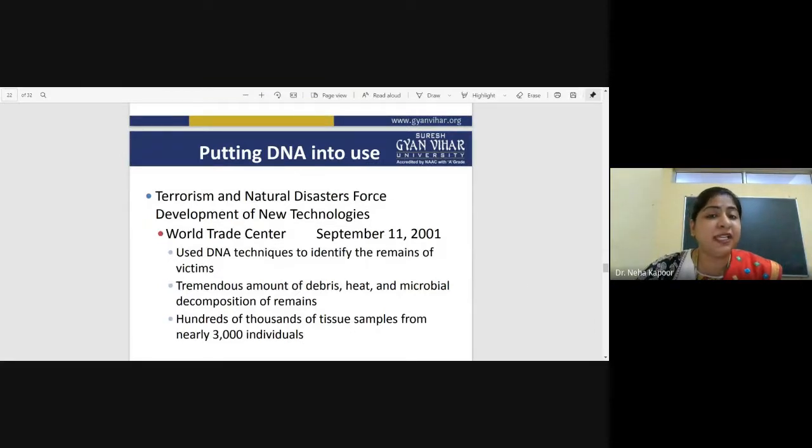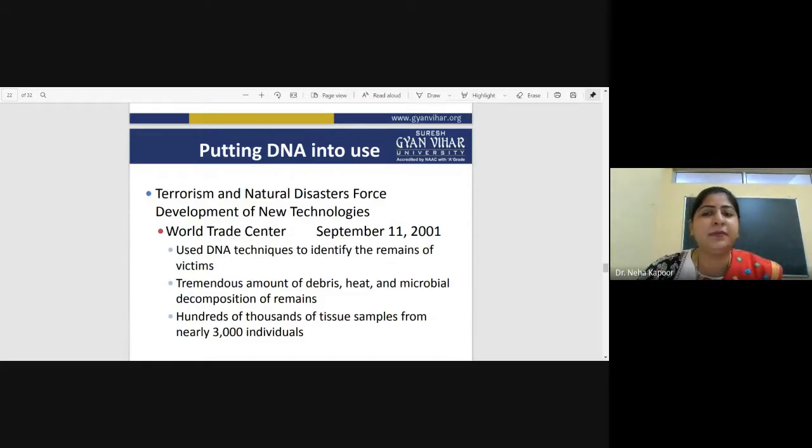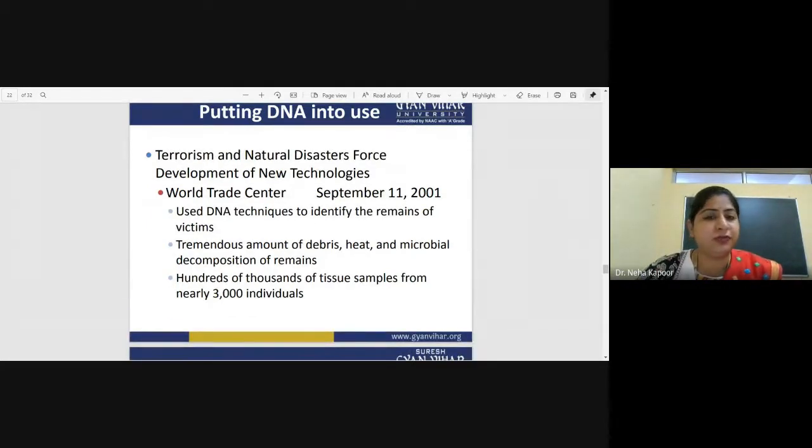For example, in terrorism and natural disasters, new technologies can be developed. When the World Trade Center was hit in September 2001, the DNA technique was also used to identify the remains of the victims. Because after the blast, you can't ascertain which persons were there. So depending upon their remains, the DNA was isolated, and the DNA fingerprinting technique was used to ascertain the identity of the victims.